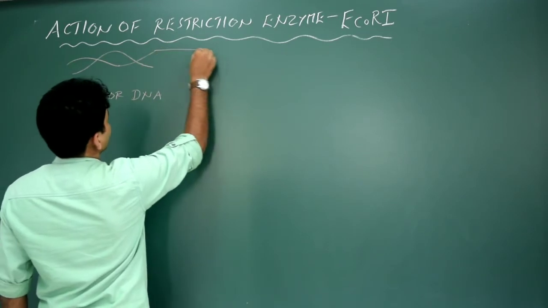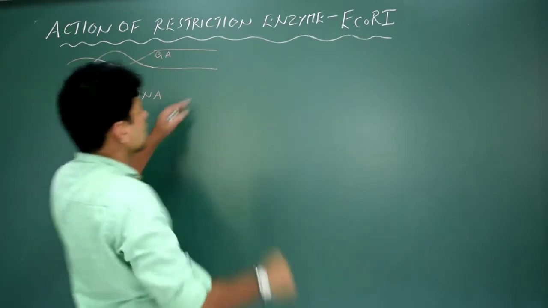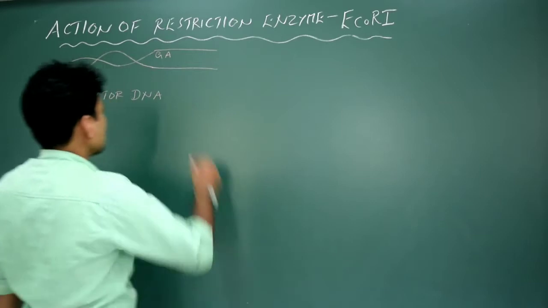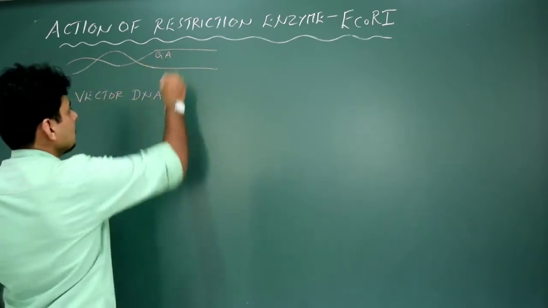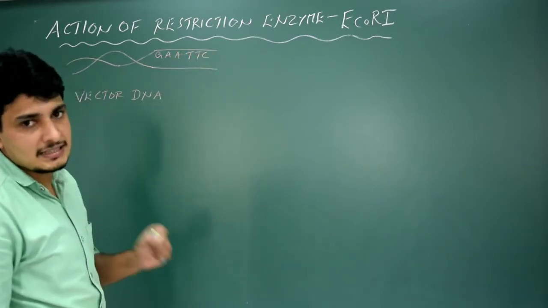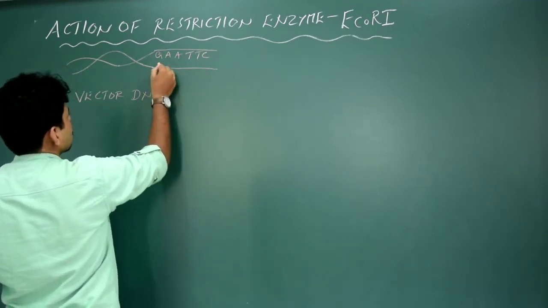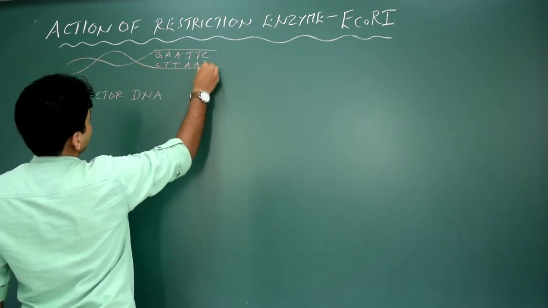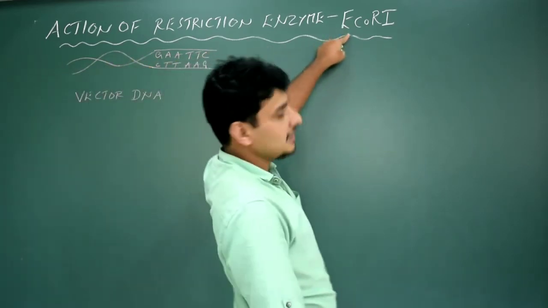Here I am going to explain the action of this particular EcoR1 restriction enzyme. Its recognition site or restriction site is GAATTC, that is six nitrogenous bases. And it is a palindrome also, so we just write CTTAAG. Done. This is actually the sequence which is recognized by this particular enzyme.